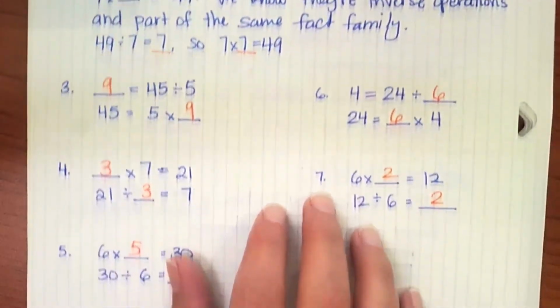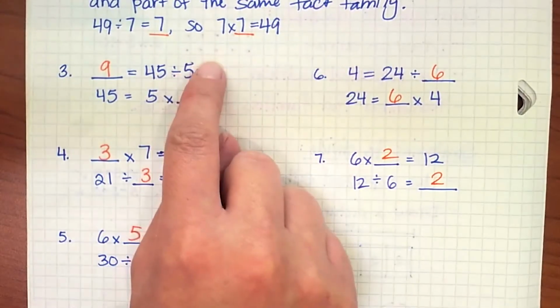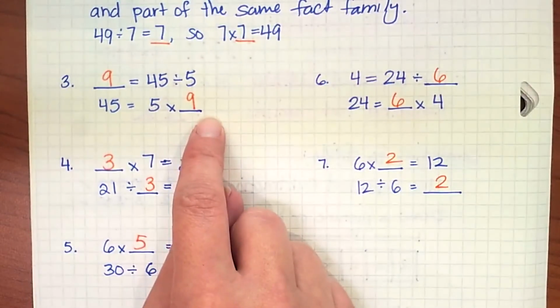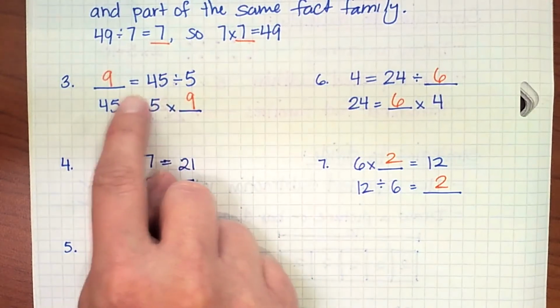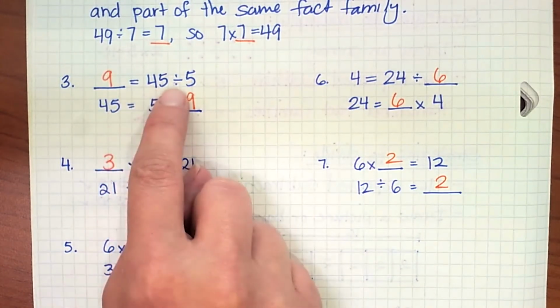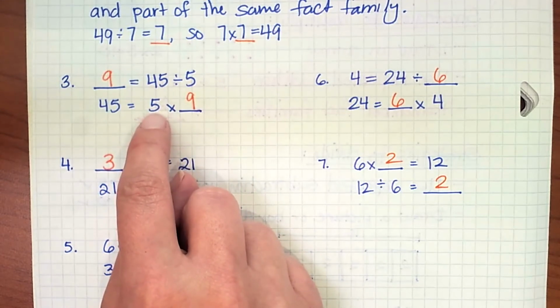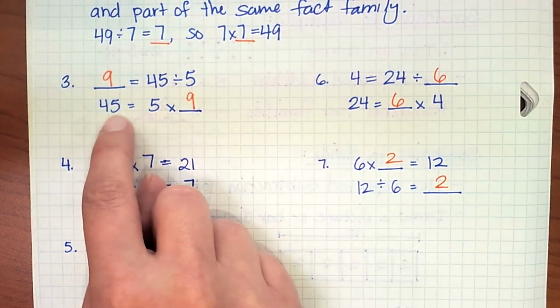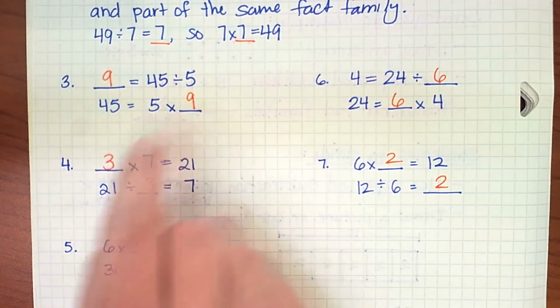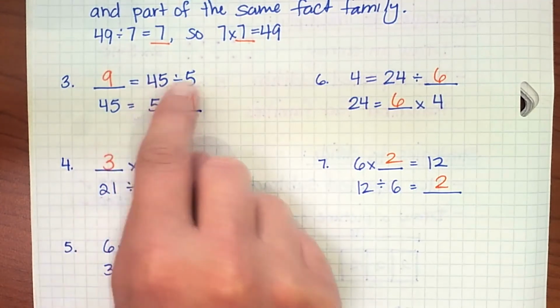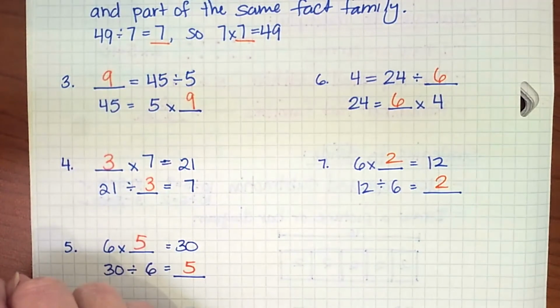For our remaining questions, they gave us a division fact and asked us to also find the related multiplication fact. So they said a number is equal to 45 divided by 5. So I have to think, 5 times what number is equal to 45? And I know that 5 times 9 is equal to 45. So 45 divided by 5 will be equal to 9.